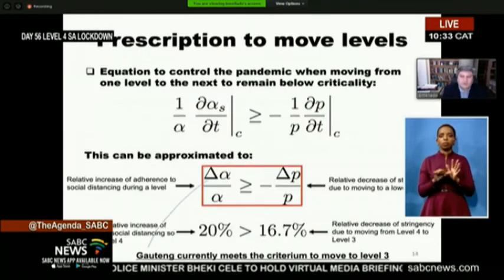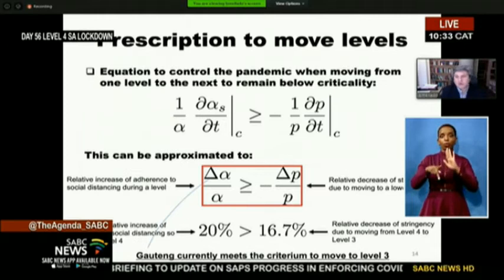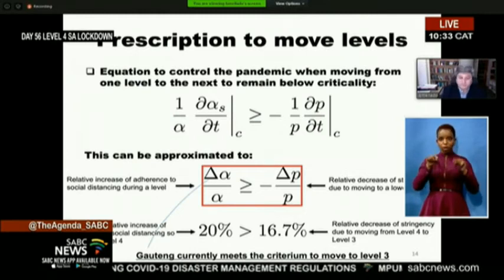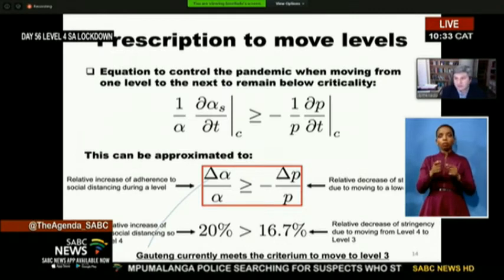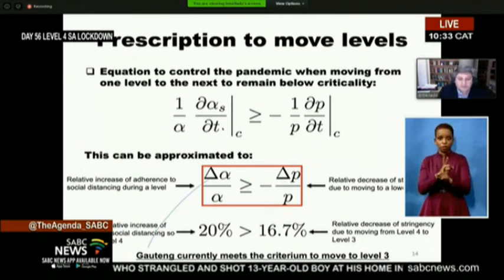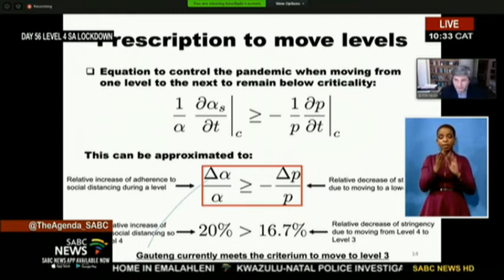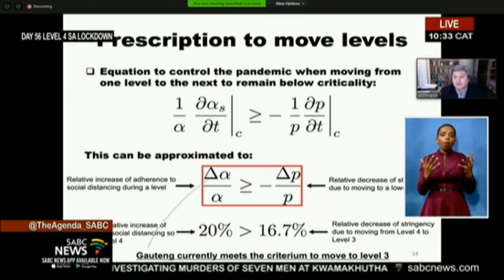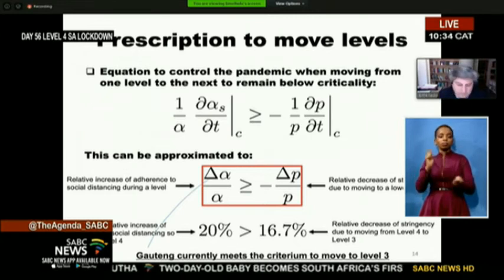Now, let's move on to the practicality of this for policymakers. Based on the mathematical apparatus developed, we're able to arrive at an equation, in particular an inequality, that tells us the criterion for a province or an administrative unit to go from one level to the other. We need to give a quantitative answer. Now, this may sound like gibberish to many, but the important thing is that the relative increase of adherence to social distancing, the improvement in how well we adhere to it, has to be greater than the decrease in the stringency of the lockdown.